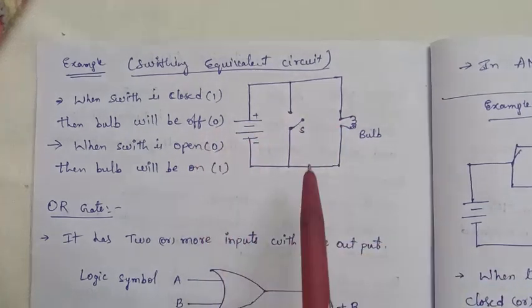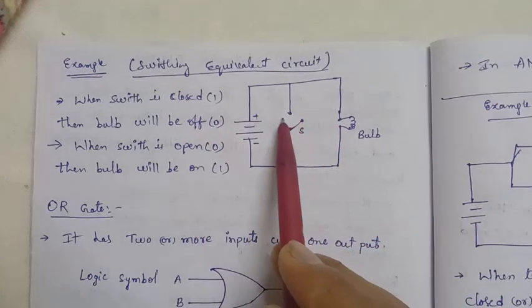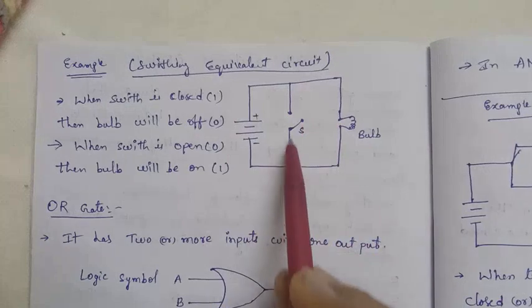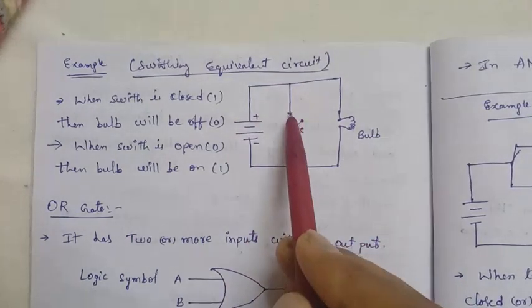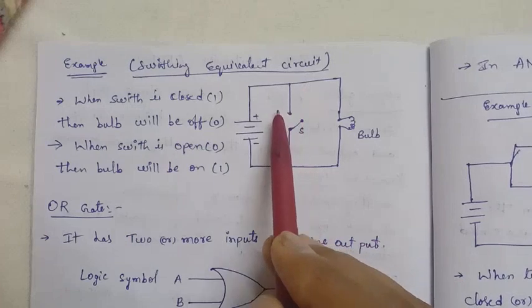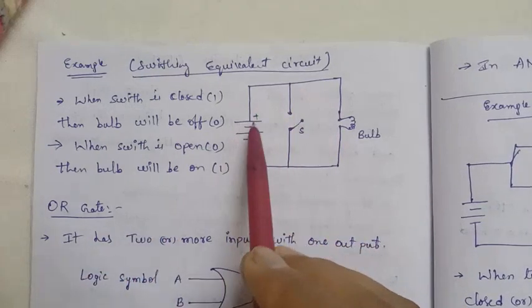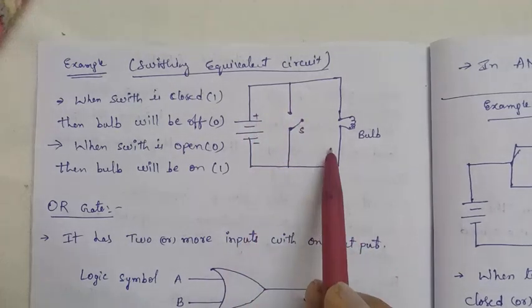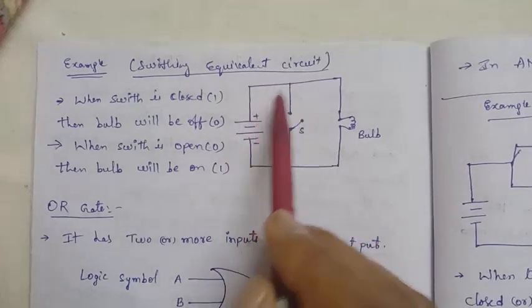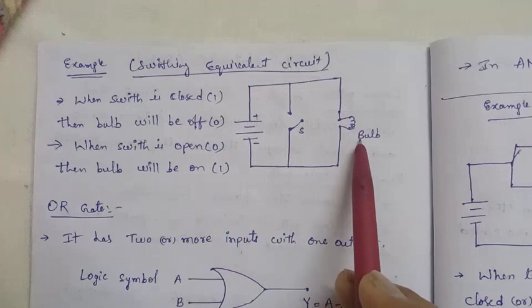So if suppose when the switch is closed, then this circuit will become a short circuit. Then there is no flow of the voltage. The voltage that you have given is not passing. That means there is no flow of the charges. Automatically the bulb is in off mode.